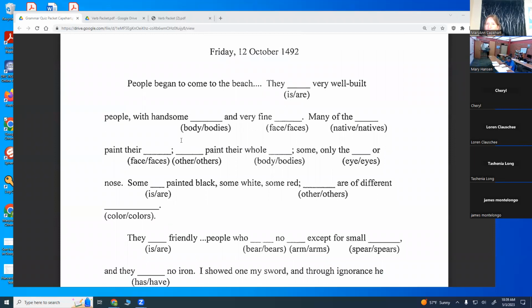People began to come to the beach. So this is obviously in the past, right? It's 1492, so all of our verbs are going to be in the past tense. We have present, past, and future tenses. Yeah, there's a few more, but they're kind of mixtures. Oh, wait, this is in the present tense. They wrote this in the present tense, I'm sorry.